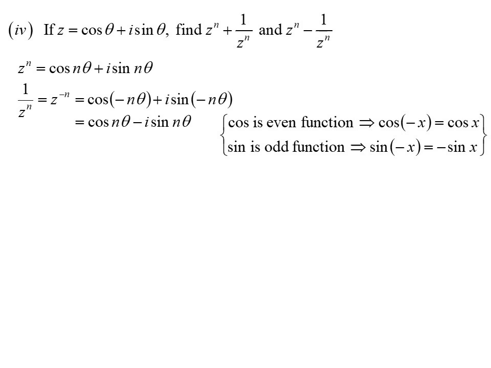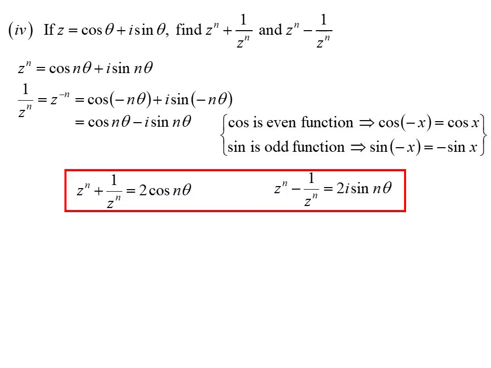I guess the other way I could have come up with the conjugate for that is I've got the reciprocal of z to the power of n, and we know that's the conjugate over the modulus squared. Well, the modulus for our complex number is 1, so it would end up being the conjugate as well. So either way, however we show it, we've got that 1 on z to the power of n is cos n theta minus i sine n theta.